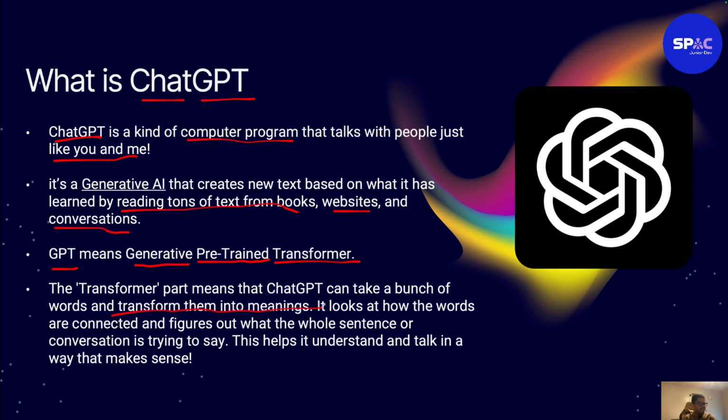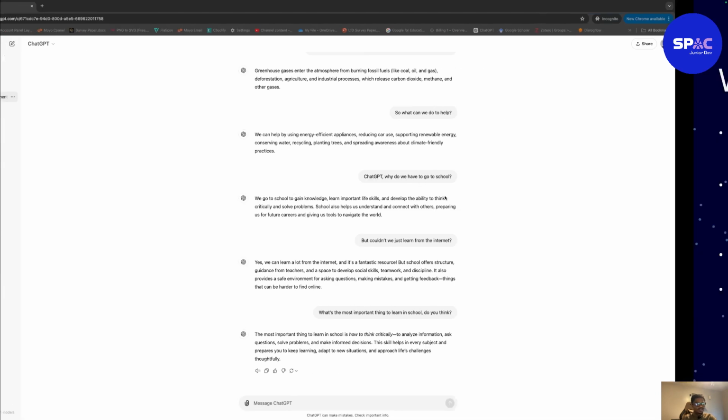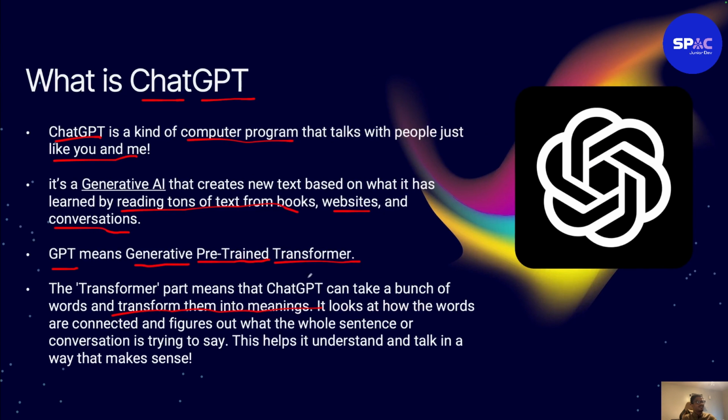into meanings, right? So when I ask ChatGPT some questions, ChatGPT will have to first understand what is the meaning of the question. It will have to first transform those texts so that it can understand the meaning, right? So that is what transform means, trying to transform your questions, your query, to something that it can understand, right?